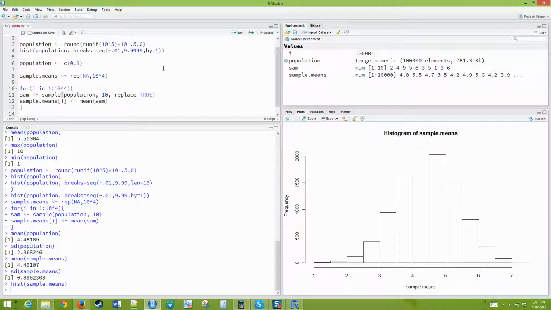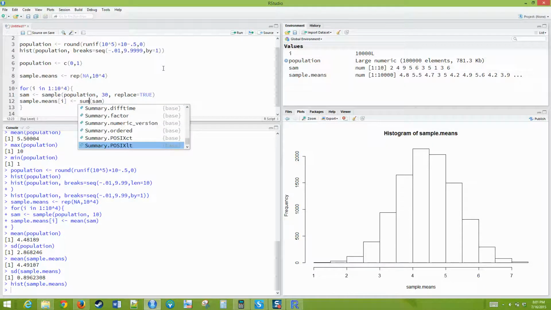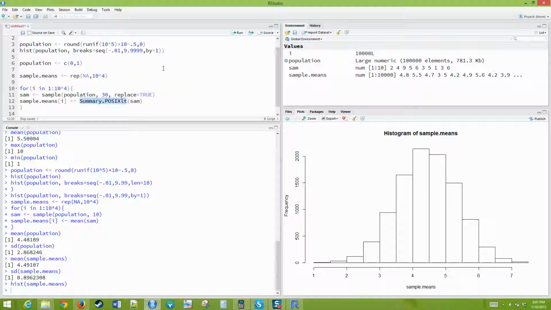Okay, and I probably actually need to bump this up to something like 30. And instead of the mean, I'm going to do the sum. Whoops, what happened?